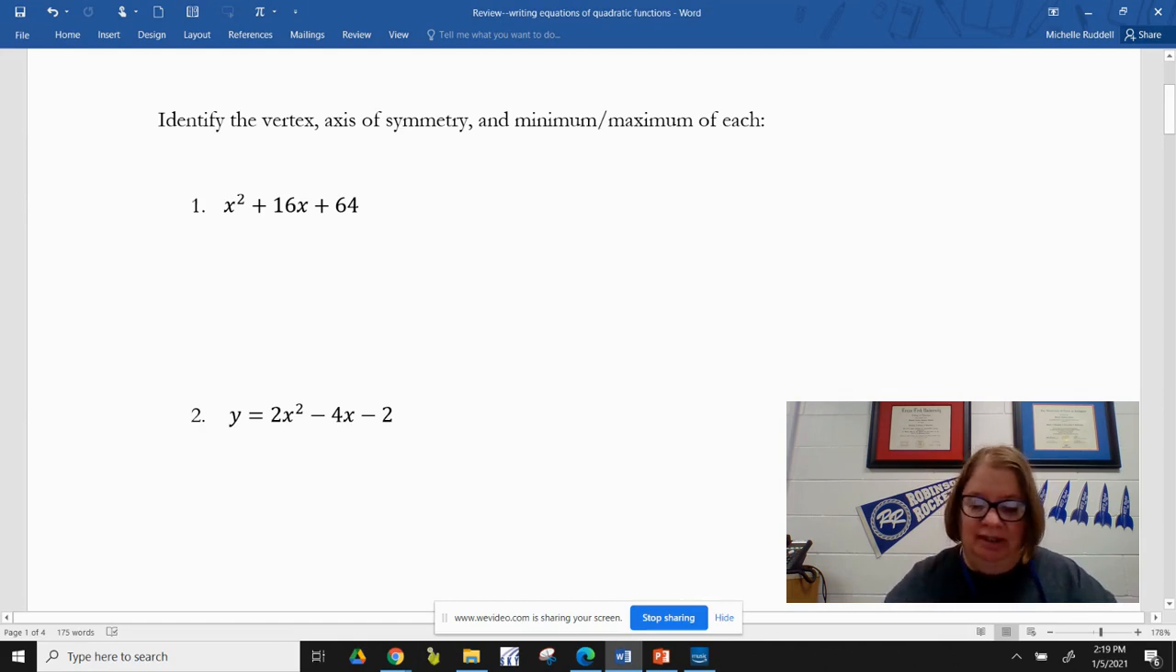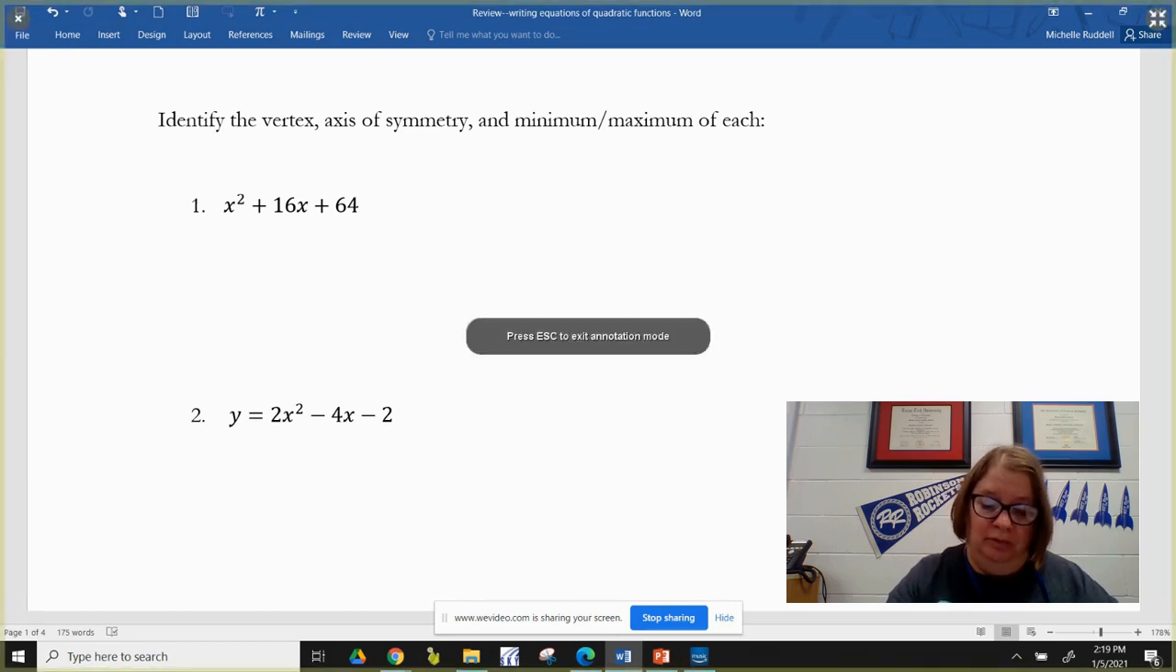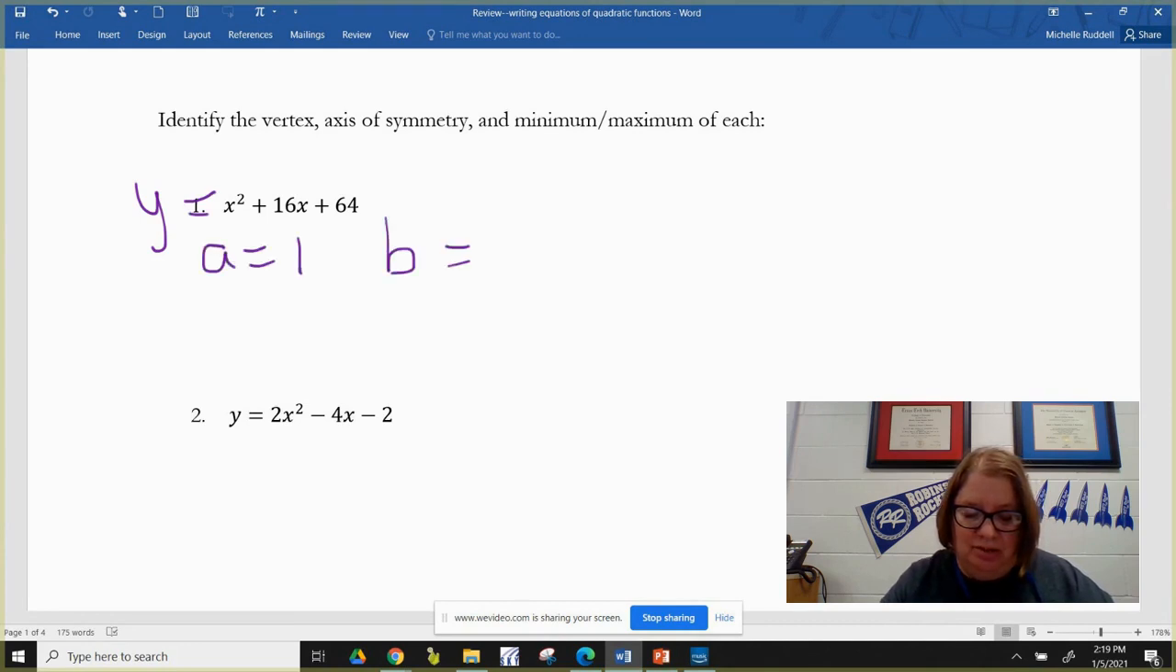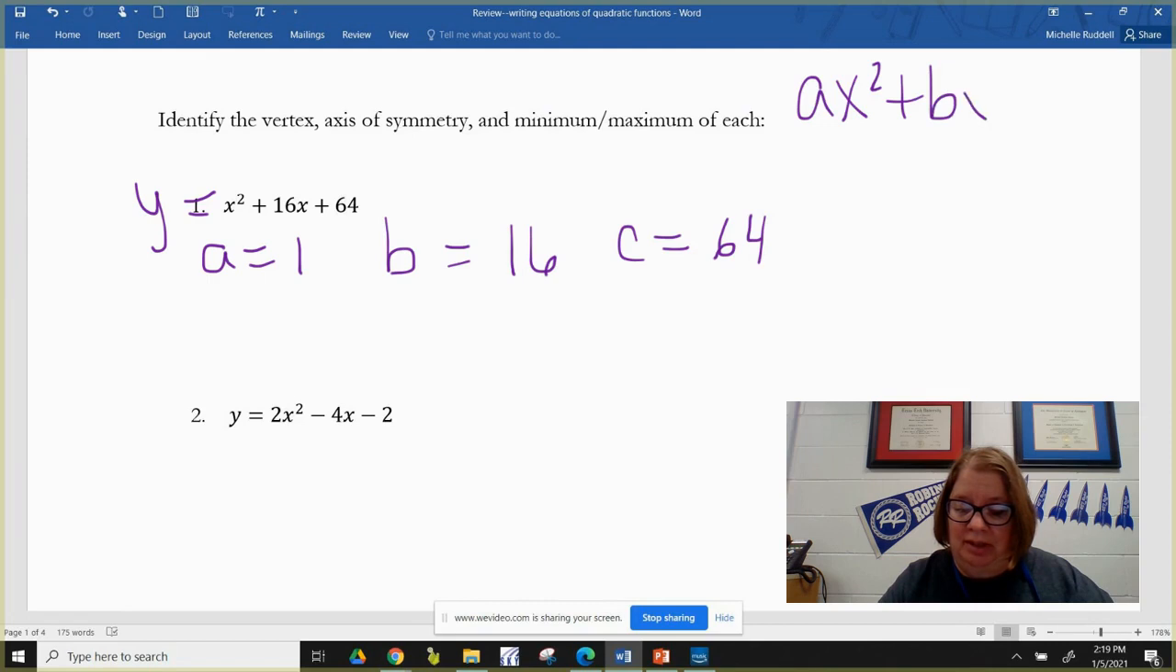This one says identify the vertex, axis of symmetry, and minimum or maximum of each. So these are in standard form, so you have A, B, and C. Let me get my drawing tool to turn on here. There we go. I didn't put a y equals in front of that one, so we're going to add a little y equals in front of this one. Your A is 1, your B is 16, and your C is 64. Remember, in standard form, it's ax squared plus bx plus c.